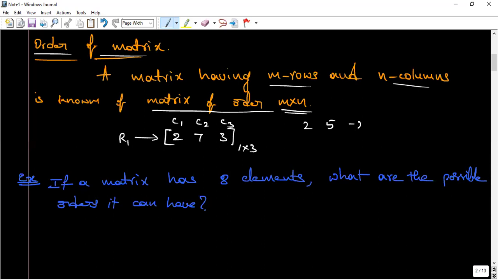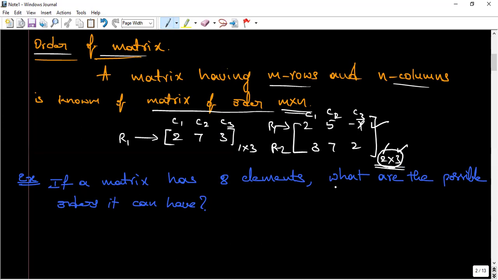Now the matrix with 2, 5 minus x, 3, 7, 2. Here 2 rows are there and 3 columns are there. Column 1, column 2, column 3. This is a 2 by 3 matrix. This particular thing tells us how many rows and how many columns there are. That's why the order of this matrix is 2 by 3. We can also find out how many elements are inside the matrix very clearly. Multiply these 2 numbers, and automatically you will get the number of elements inside the matrix.